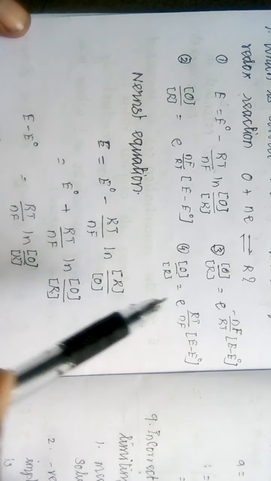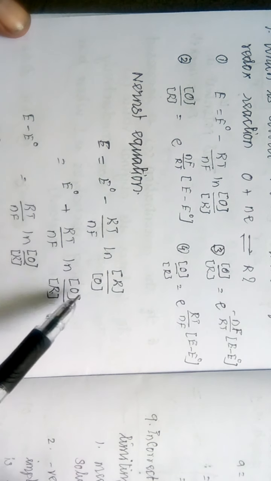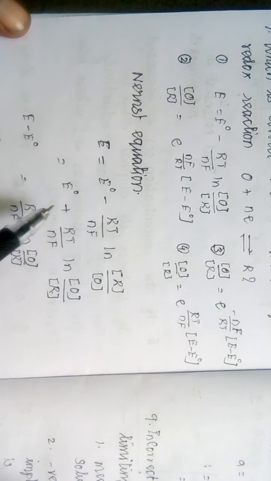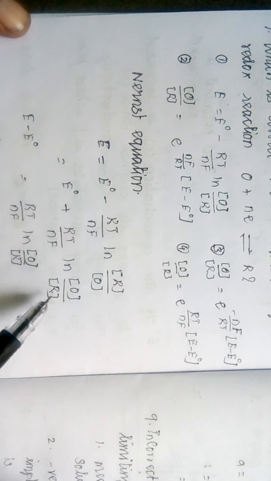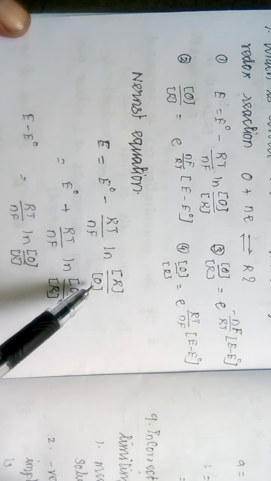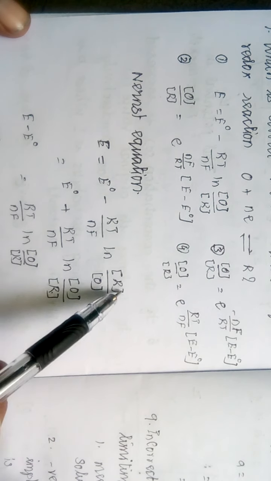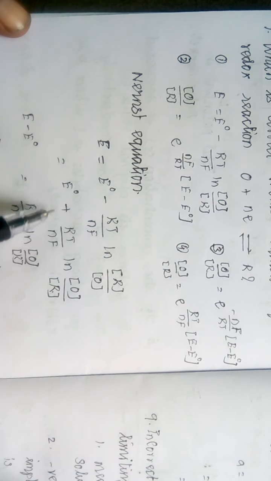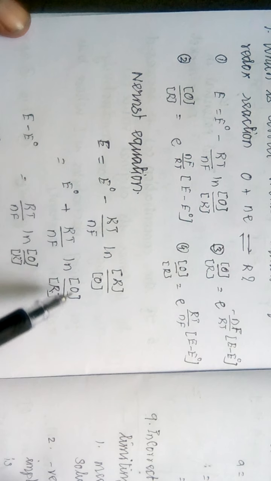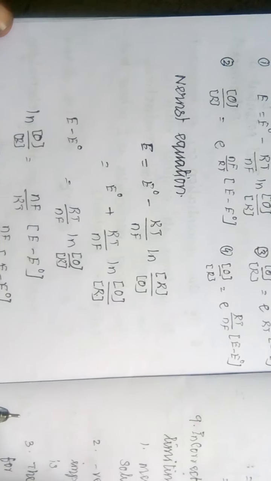Since they have given us oxidant by reductant, when you rearrange this, the minus will become plus and the denominator will go to the numerator. So the concentration of the oxidant will go above and the reductant will go down. So E naught plus RT by nF ln concentration of the oxidant by concentration of the reductant.